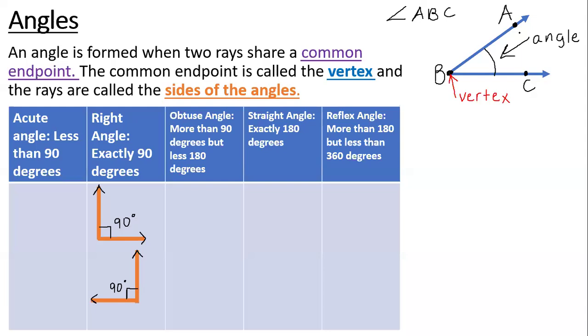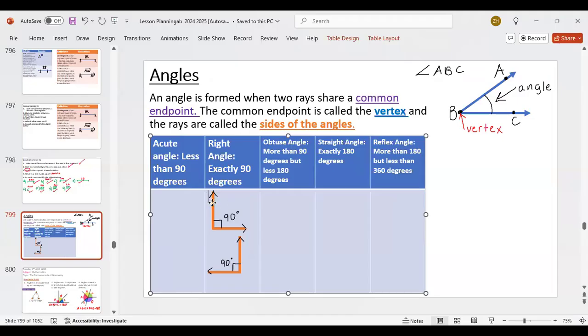The rest of you, are y'all drawing this down properly? Yes, sir. Okay, good. So this is going to be exactly 90. Now we're going to do acute. Acute is less than 90. So it's not going to be an L. It's going to be less than the L. So it's going to be like this. Something like that.